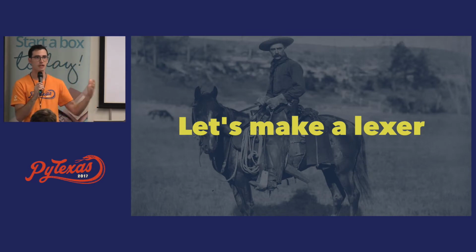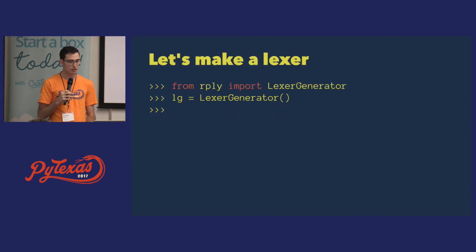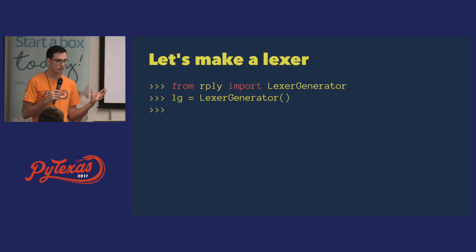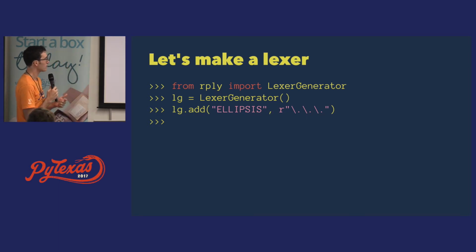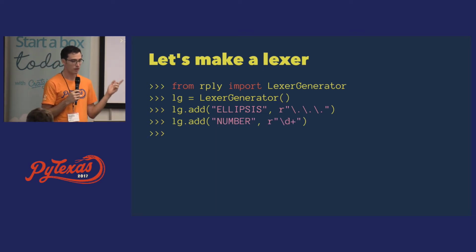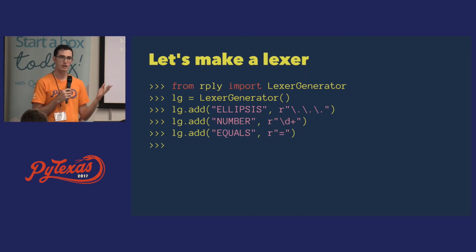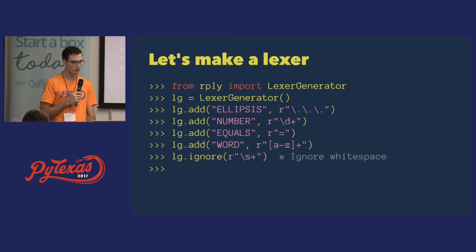What the lexer does is it takes that endless stream of characters and it gives us back an iterator in Python, which gives us tokens in the language, right? So from RPLY, we can import LexerGenerator and create it. And we're going to start adding these named regular expressions. The first one here is ellipsis. I'm going to just call it ellipsis, and the regular expression is just 3 periods. A number is any digit 1 or more times. Equal sign is just literally the equals character. A word is A through Z 1 or more times.